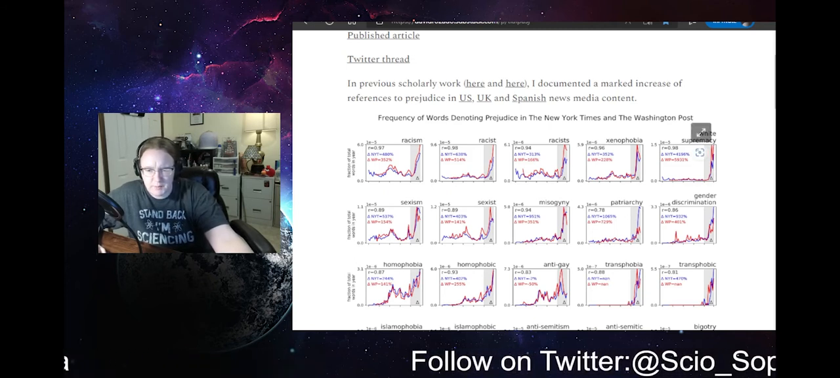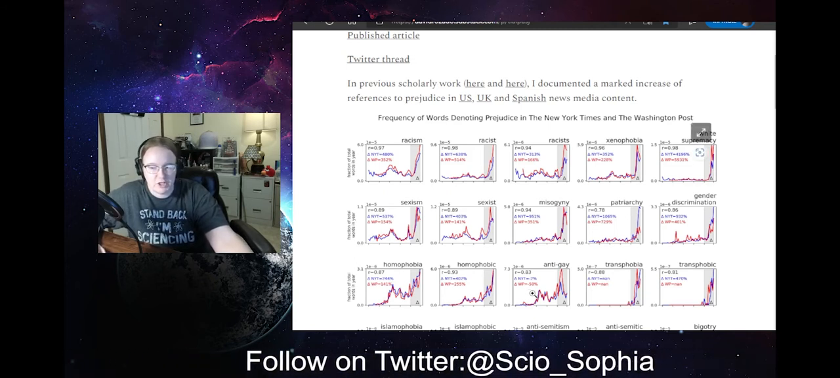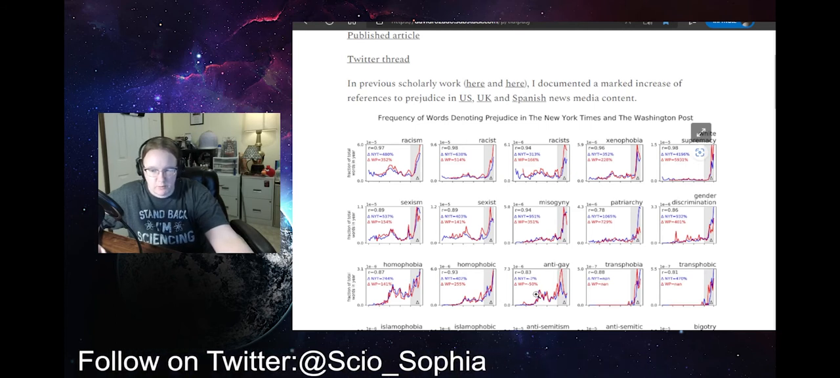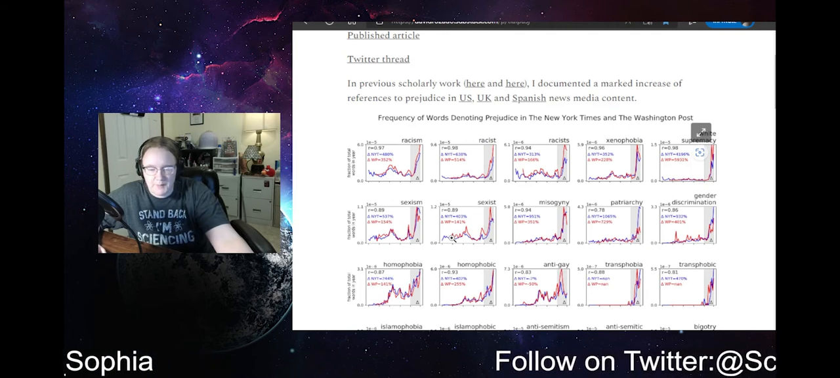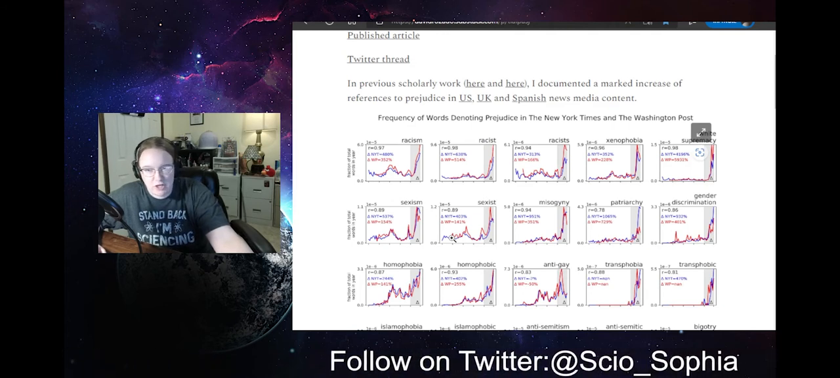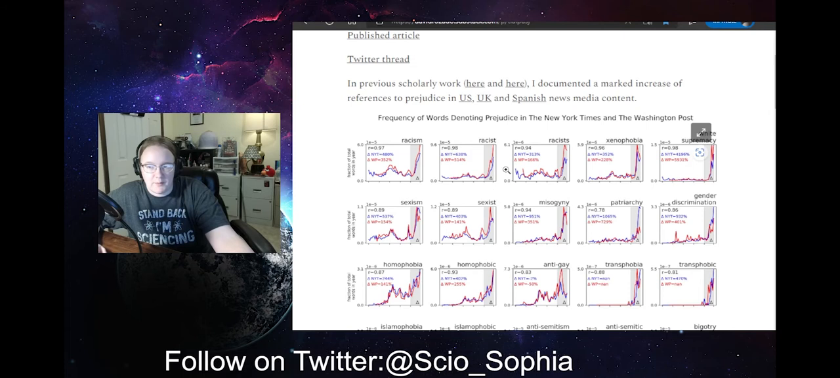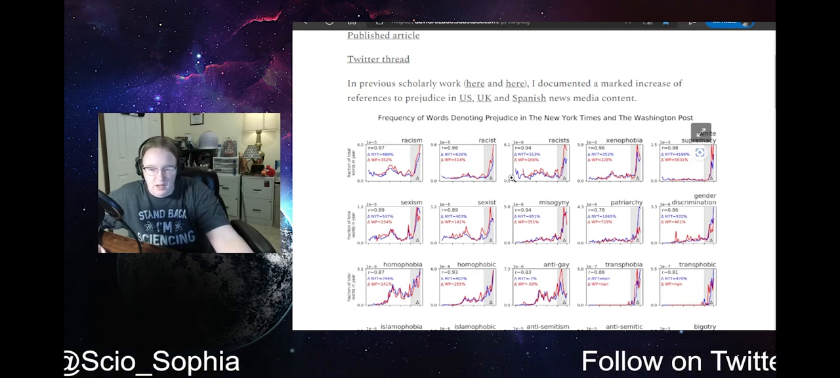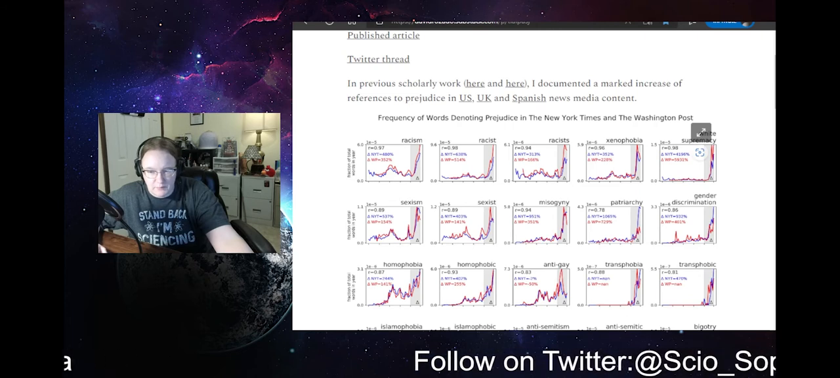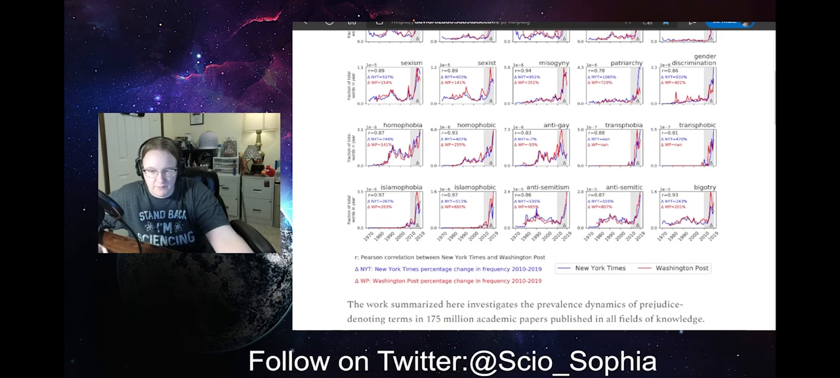And they've also got the Pearson correlation here, so the correlation between the New York Times and the Washington Post, and it is often, quite frequently, in the 90% range, or 0.9 if you will, if not close to 1 in some instances, how correlated they are. And this goes all the way to 1970 here, though you could go back further.